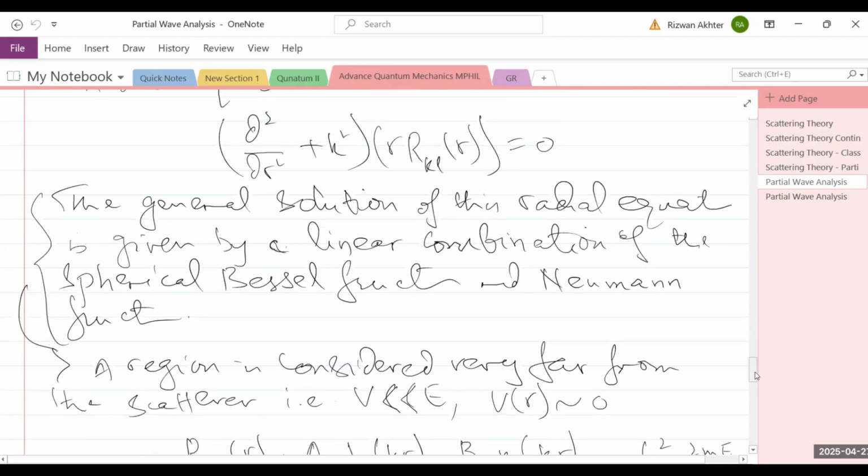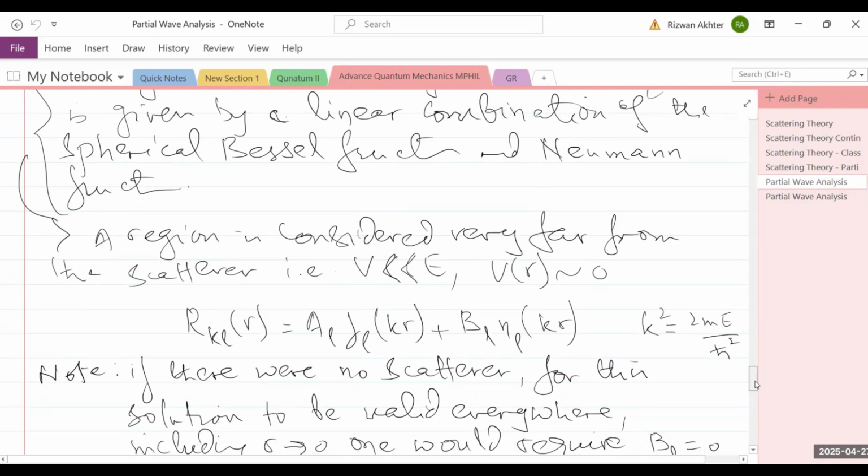So the general solution for this differential equation जो हमने यहाँ पर लिखी है, that is the radial part of the differential equation, is in fact a linear combination of two functions. One is the spherical Bessel function and the other one is the Neumann function. And the general solution, which was written here, was for a scatterer where the potential is much less than the energy of the incoming radiation or incoming particle. That was the starting assumption of partial wave analysis.